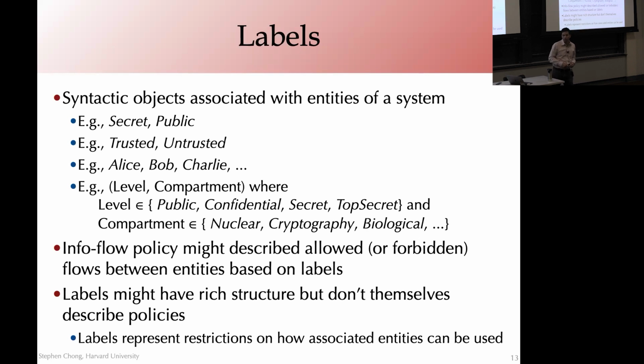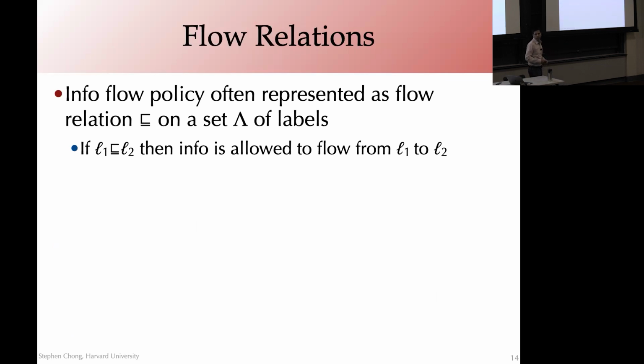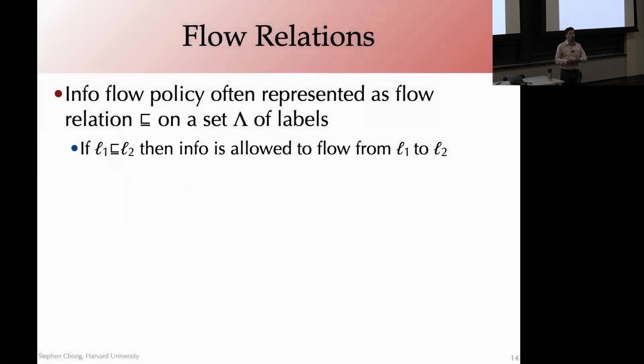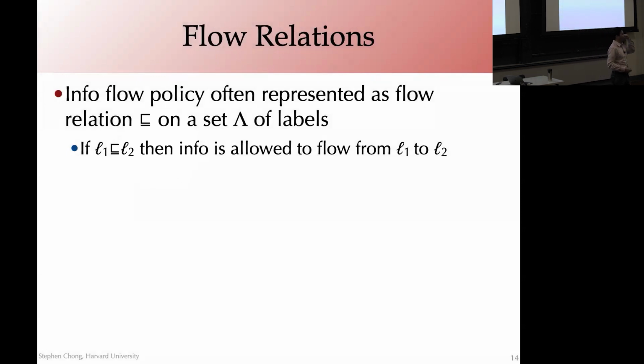And we do that by using what are called flow relations. That is, we can express an information flow policy as a flow relation, this ordering, which I'll refer to as less than or equal, on a set lambda, capital lambda, of labels. And intuitively, if I have two labels, L1 and L2, if L1 is less than or equal to L2, then information is allowed to flow from L1 to L2. That is, if I have an entity associated with the label L1, information from that entity can flow to an entity labeled with L2.